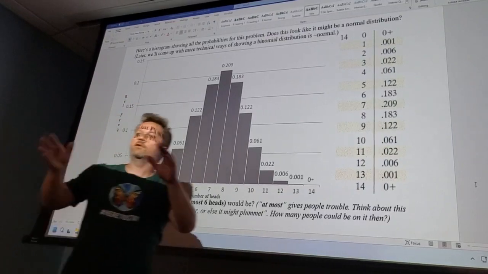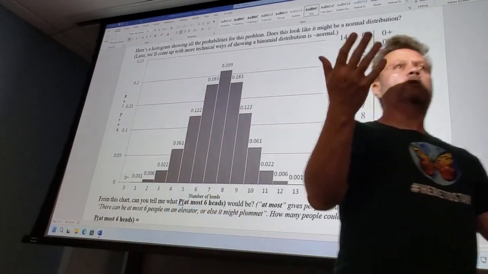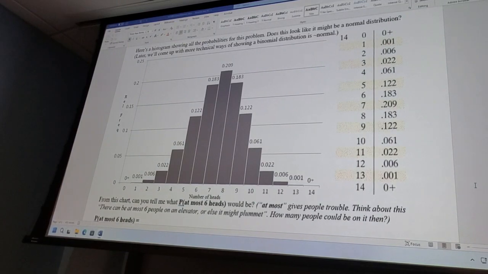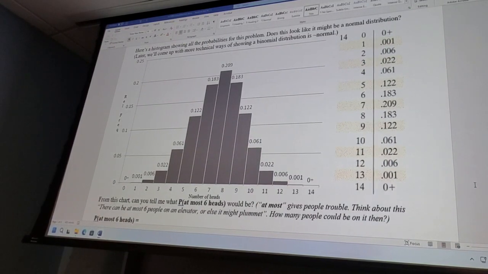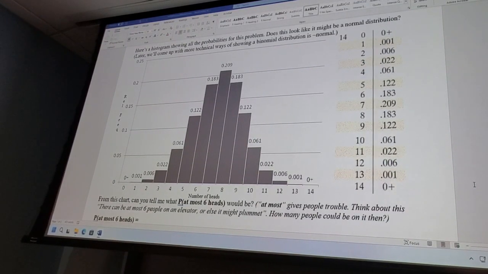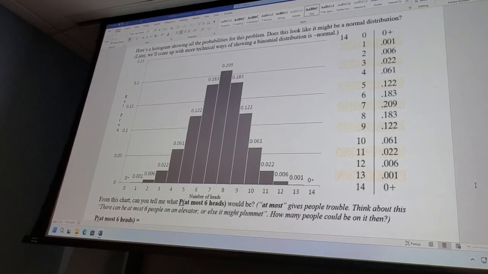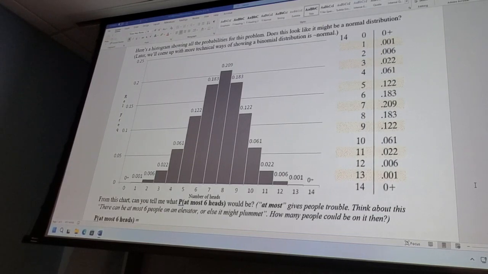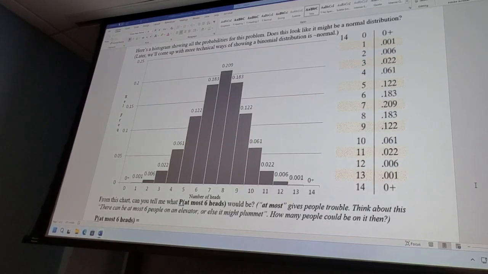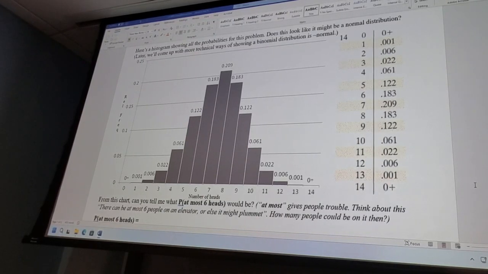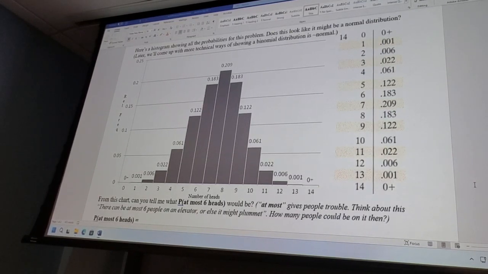So why does this look normal? Can somebody tell me? Don't just say, because it looks normal. Why does it look normal? What about it? Good. It starts low, goes high, goes back low, right? That is the necessary requirement for something to at least be roughly normal. This is even better because it's perfectly symmetric. That's a bonus. We've seen stuff that we said was roughly normal and it wasn't really symmetric. This is symmetric. This is looking pretty good.